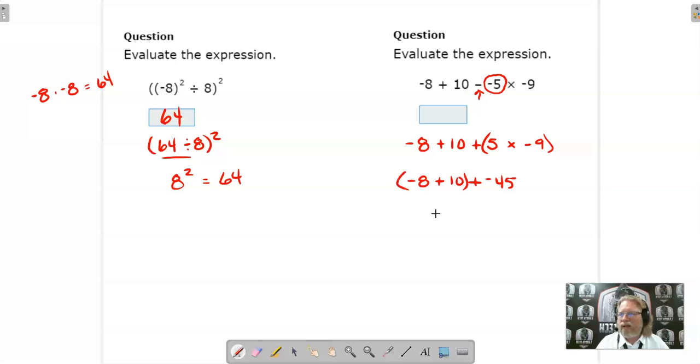Negative 8 plus 10. Well, I'm all the way down to negative 8 on the number line. I'm going to add 10. So that's going to get me up. That's enough to get me past it to a positive number. That's going to take me to positive 2.